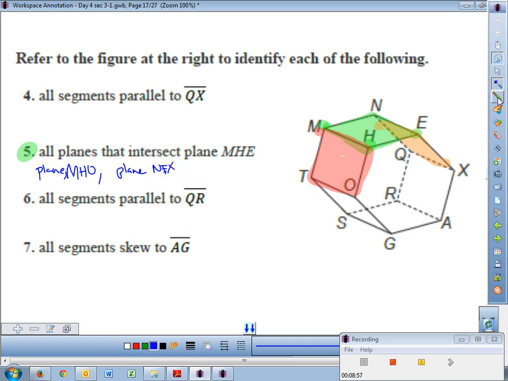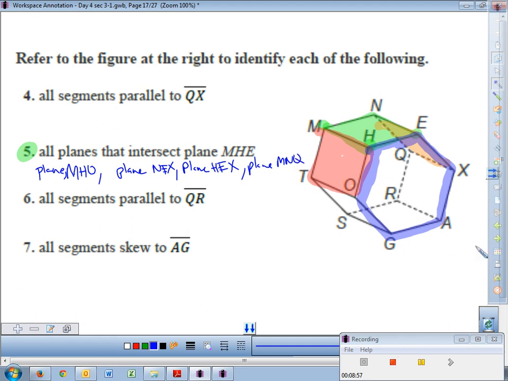And then there should be 2 more, so this front one right here touches it. Plane HEX. And then the back one, plane MNQ.